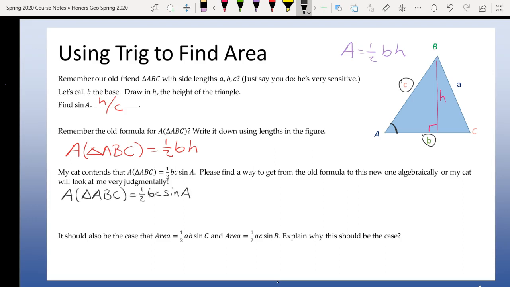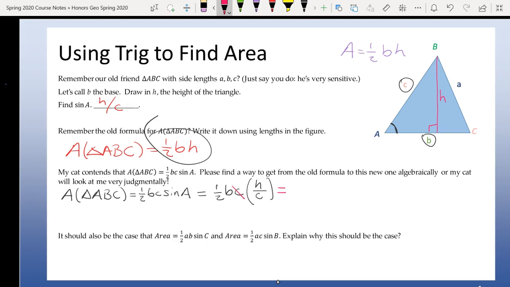All right, so this is where we're beginning. We'd like to translate that into this. Well, let's rewrite the sine of A for the figure that we're looking at. So this is now equal to 1/2 BC times h divided by c. Well, that's the opposite side divided by the hypotenuse. From here, things fall pretty clearly into place.